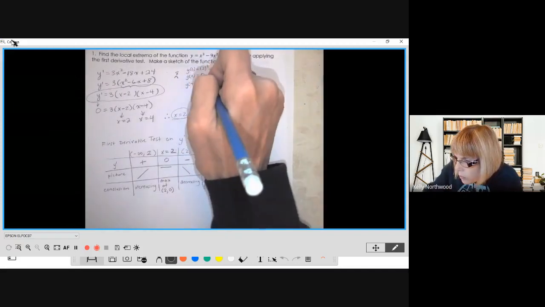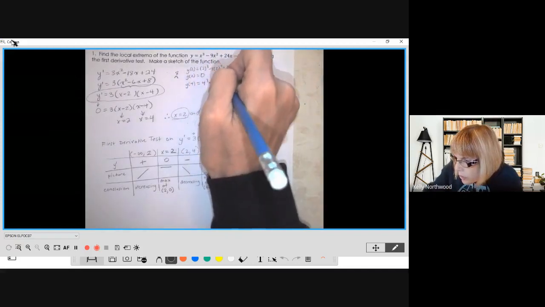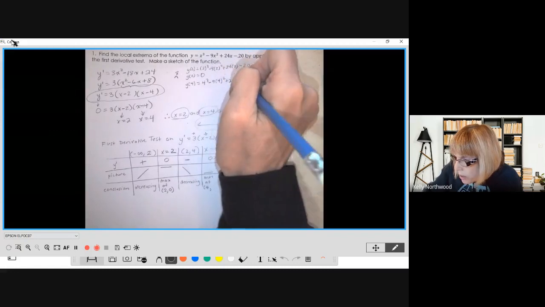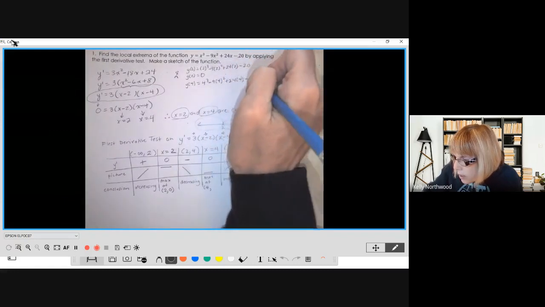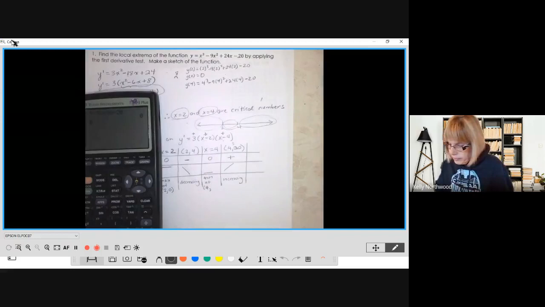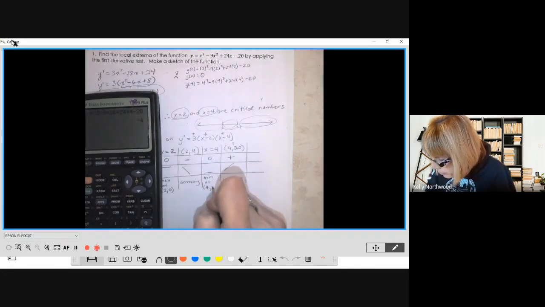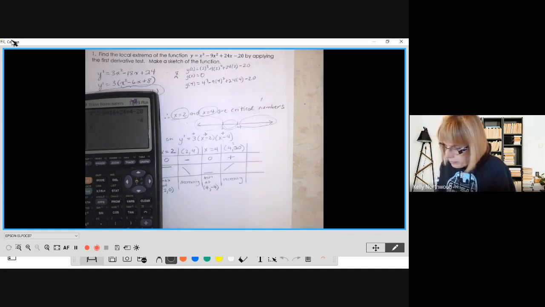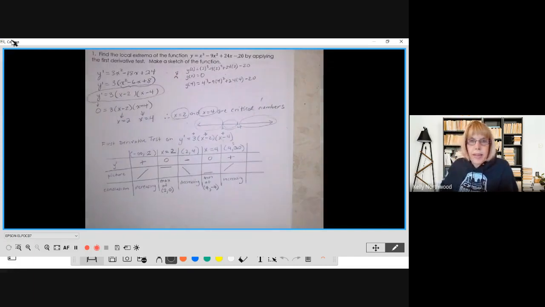And then again, up here, we'd have to find y at 4. So 4 cubed minus 9 times 4 squared plus 24 times 4 minus 20. Negative 4. That's what I got too. Confirm with me.